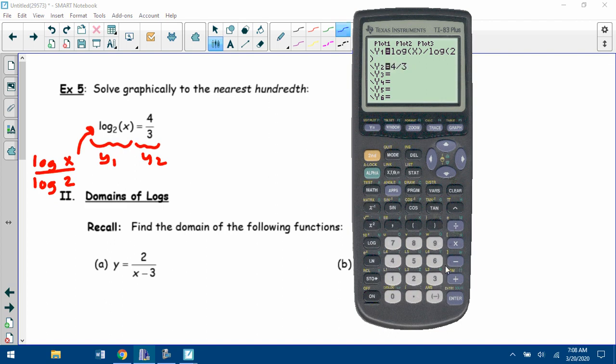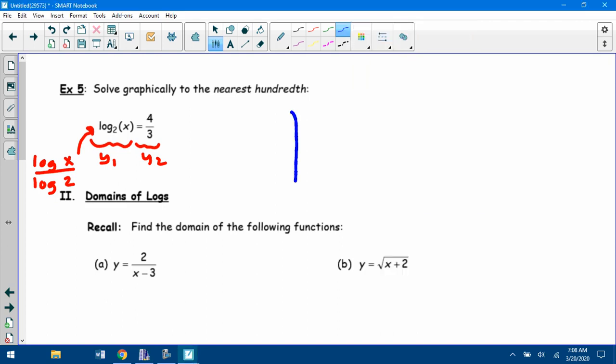And then if we're solving something graphically, where do I always have you go next? Zoom standard. So there's my graph. There's the line coming across. I don't have to adjust the window. You may have to if it doesn't show up nice. But I do, as always, need to see a graph. So it looks something like that. And then I got to find the intersection if I want my answer.